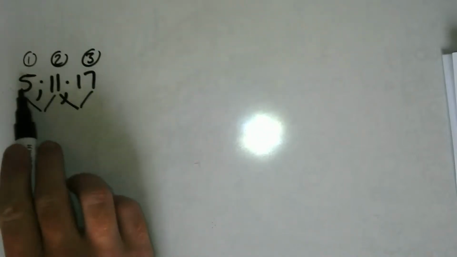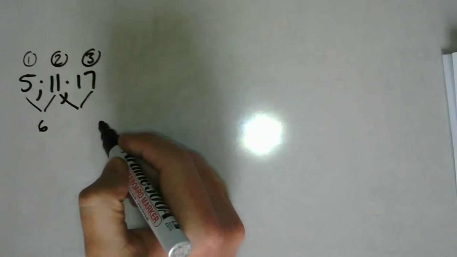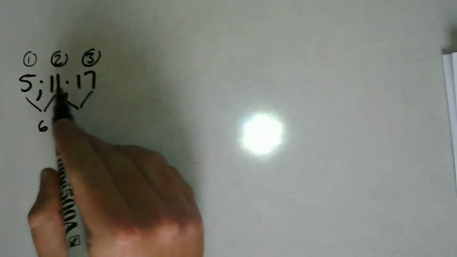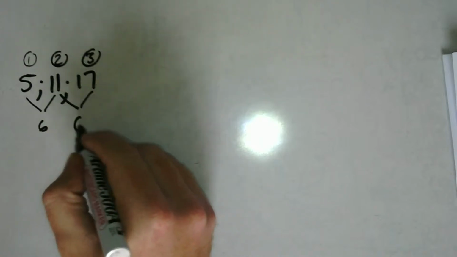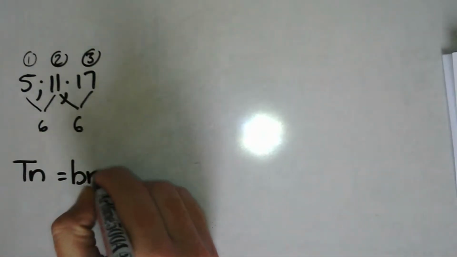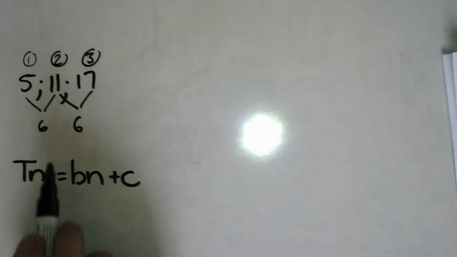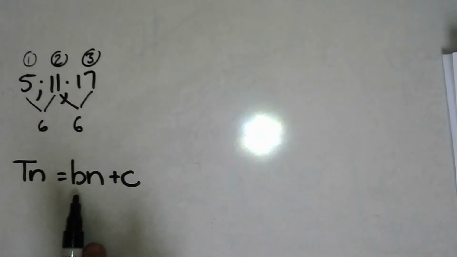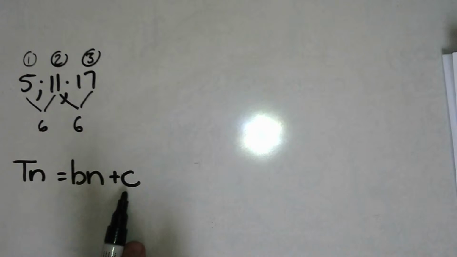So the easiest way to do it is this way. So we say 11 minus 5, and that gives me 6. Okay? Then we say 17 minus 11, and that also gives me 6. So this number sequence here has a constant difference of 6. Okay? Now, we need to go and find the value of C, because the constant difference is always B, your position is always N, and then we need to go and calculate for C.